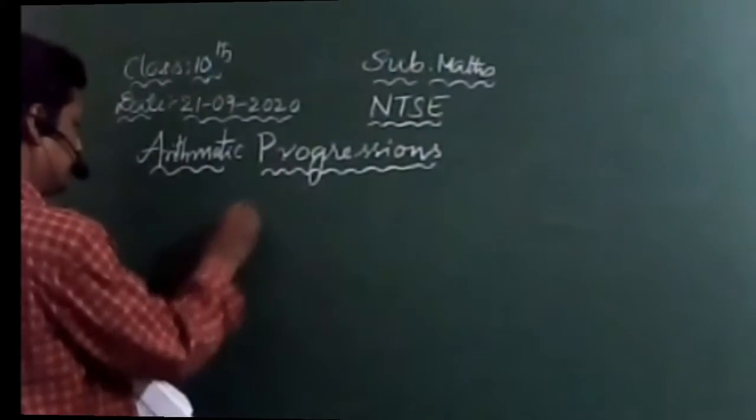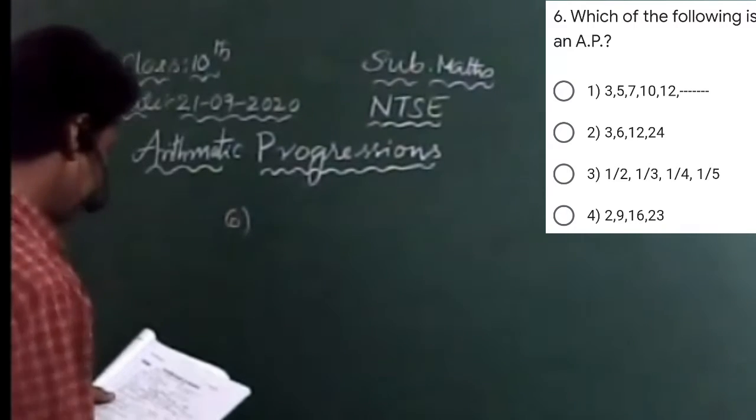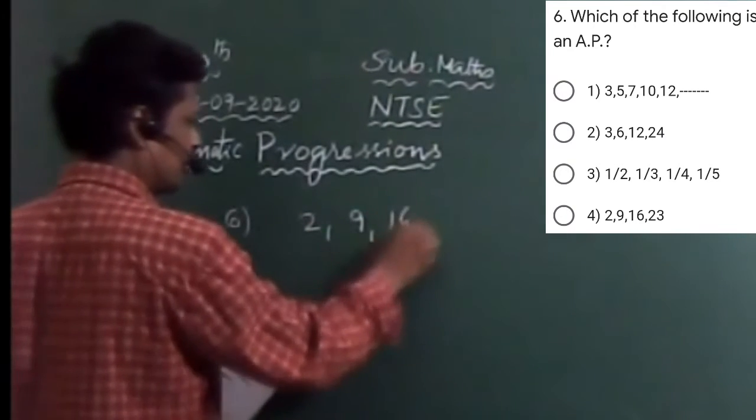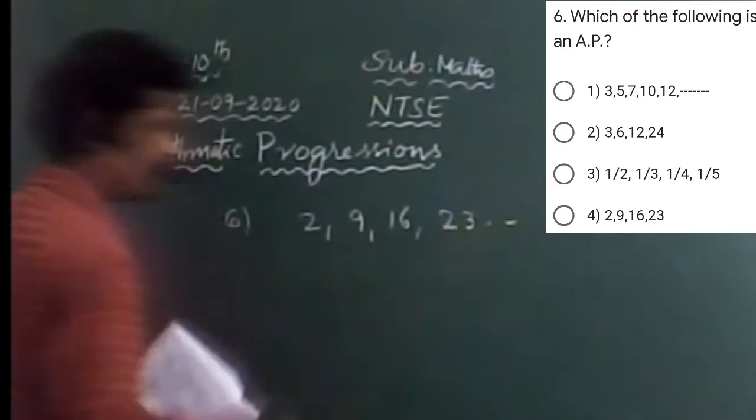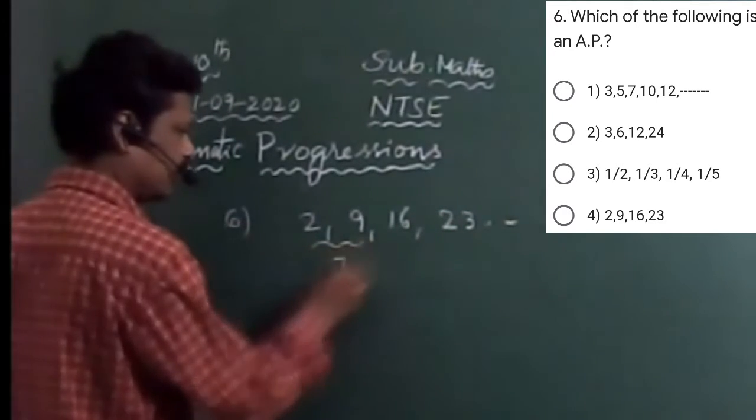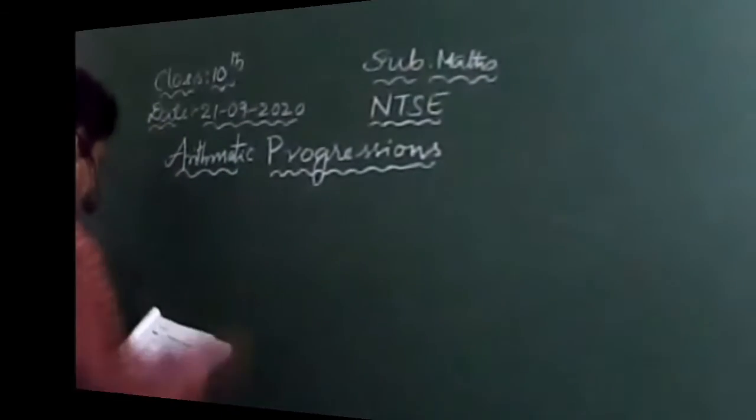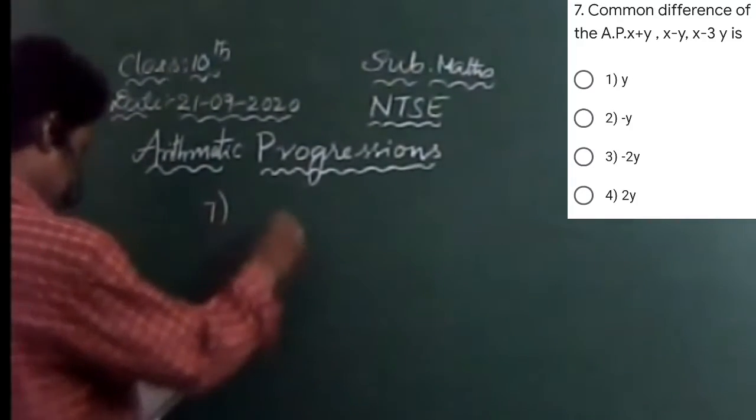The sixth sum. Which of the following is an AP? Check that last one: 2, 9, 16, 23. Common difference should be the same. What is the common difference? 7. Here 7, here 7. So this is how we find the common difference.